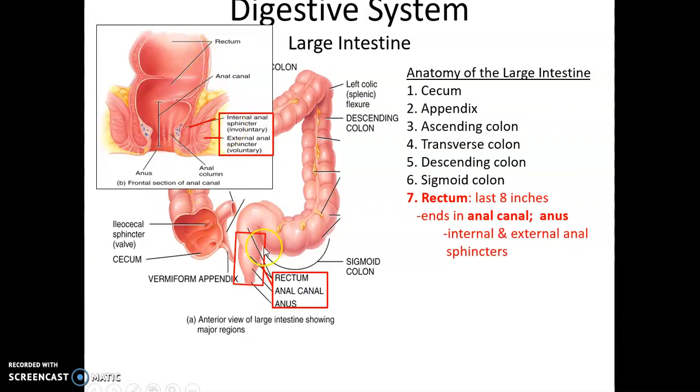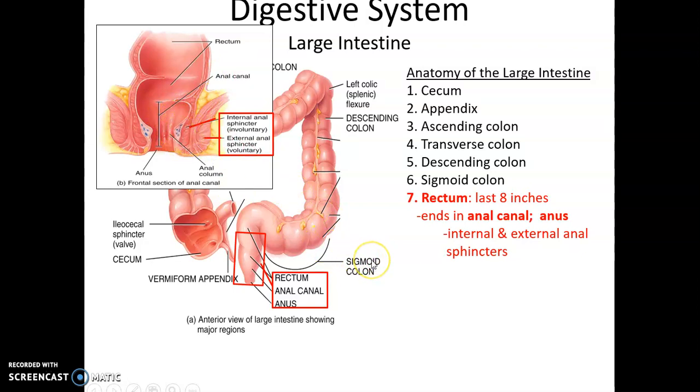Then we have the rectum, being the last approximately 8 inches of the large intestine, where feces is stored. And then after that is the anal canal and the anus. The anal canal is, of course, the passageway that the feces will have to go through to exit the body during defecation. And the anal canal includes the internal anal sphincter and the external anal sphincter.